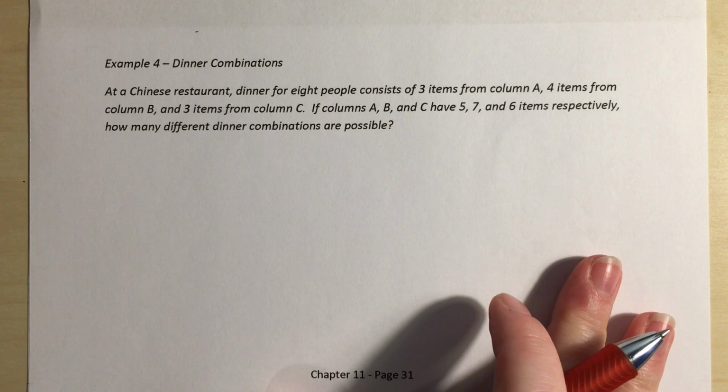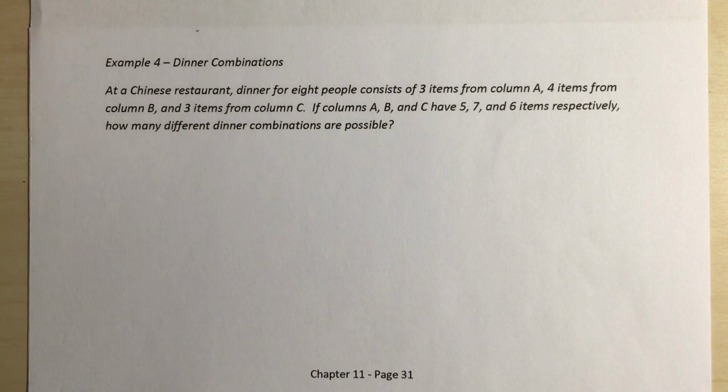All right, our last example is going to be slightly different because we're not going to find just one combination. We're going to be finding a bunch of different ones. So at a Chinese restaurant, dinner for 8 people consists of 3 items from column A, 4 items from column B, and 3 items from column C. If columns A, B, and C have 5, 7, and 6 items respectively, how many different dinner combinations are possible?